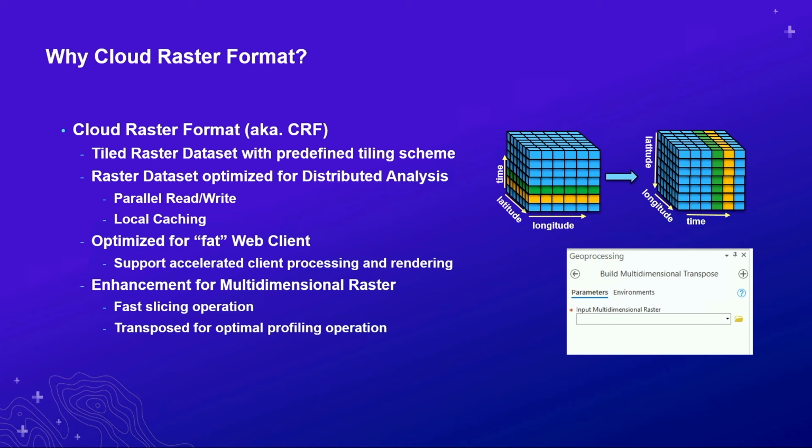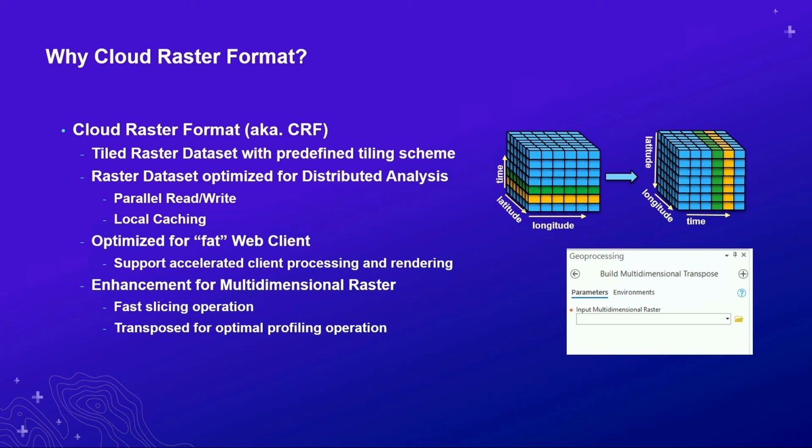Because cloud raster format is a specific type of format that we introduced in ArcGIS. It is basically a tiled raster dataset with a predefined tiling scheme. And because it's tiled, it is also a full-blown raster dataset with all its metadata information coming from the format that you convert it from. And because of this tiling structure, it is optimized for distributed analysis. We can parallelly read and write cloud raster format datasets.